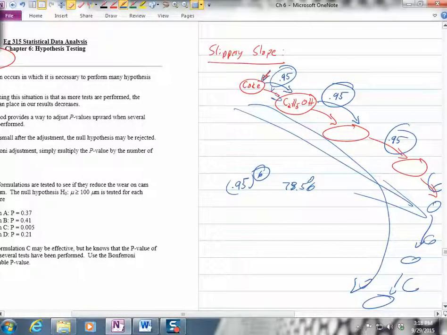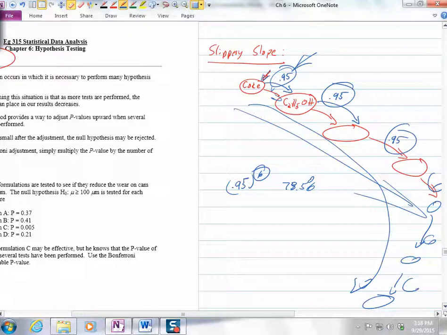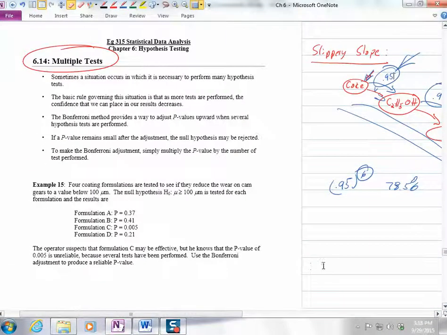All right, is everyone okay with that? So that slippery slope argument is how high a probability in each step, and then how many steps is it going to take you to get from the start to the finish. Okay, so that's what we're talking about here in the multiple testing problem.